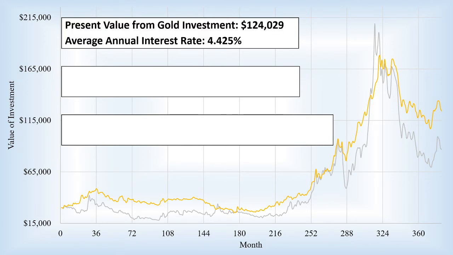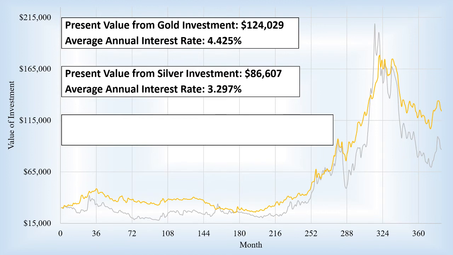So for the gold investment, the present value of that 100 ounces of gold, and this is off of December 9th numbers, just to keep that in mind, is $124,000. So we started with like 30,000, so we definitely made money. Our average annual interest rate was 4.425%, which is pretty good. And then our present value for the silver investment is $86,607. So we didn't do quite as well with the silver if we would have stayed with the silver. So almost 3.3% annual interest rate. That's the average interest you gain over the course of those 31 years or so.